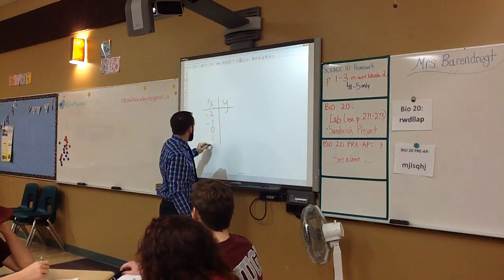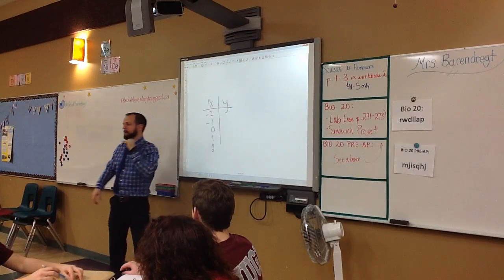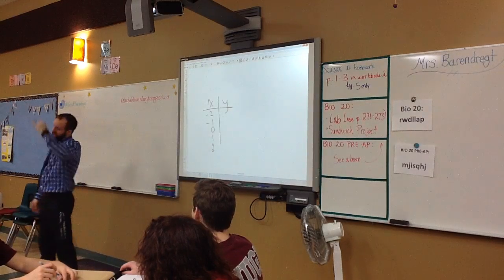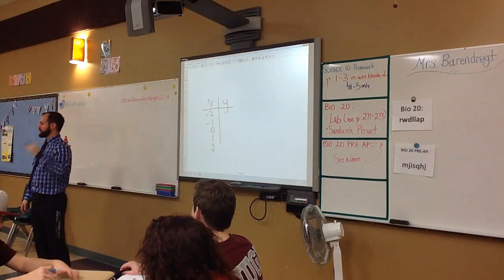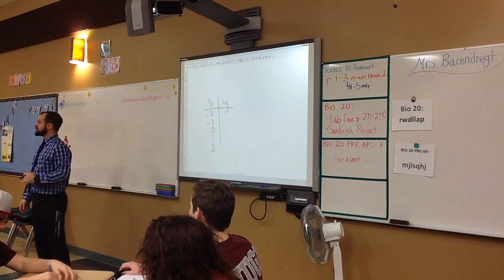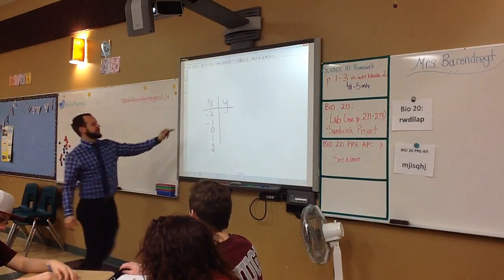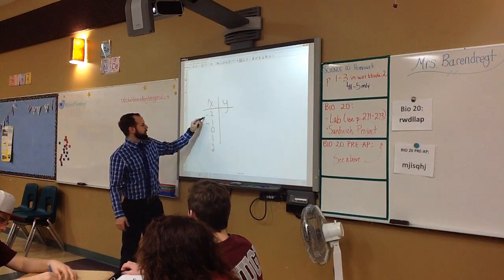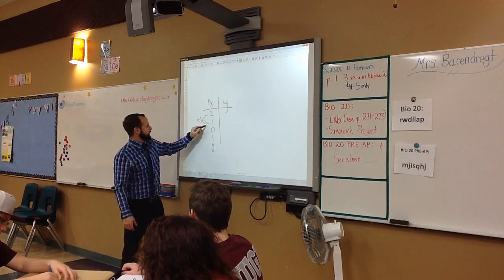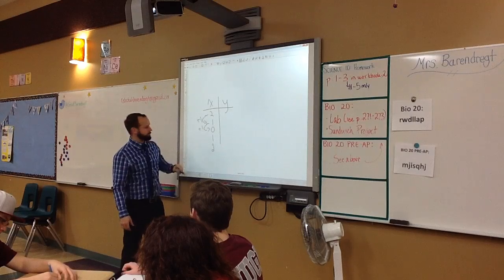-1, 0, 1, 2. What am I increasing by each time? 1. Do I change? Do I fluctuate? Or is it always constant? Constant. Okay? This stays the same. My increase here, +1. Increase here, +1. Okay?